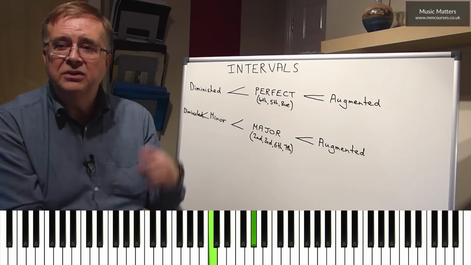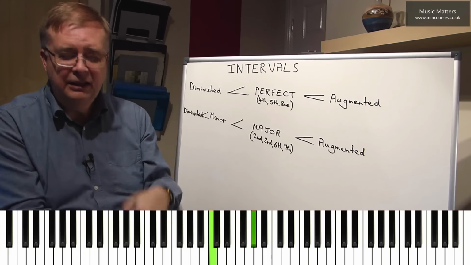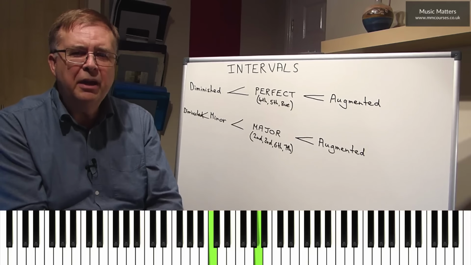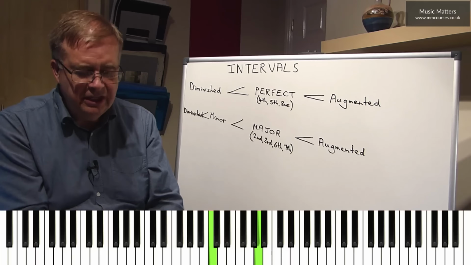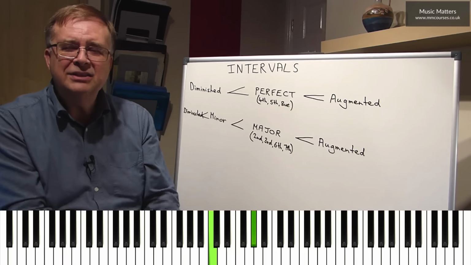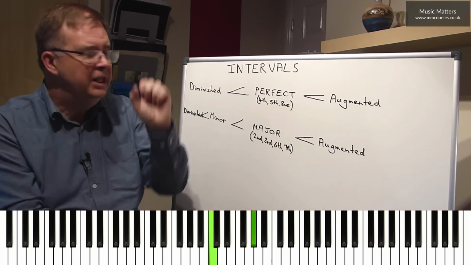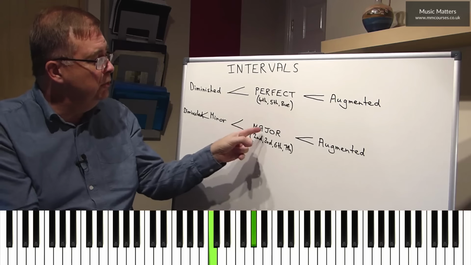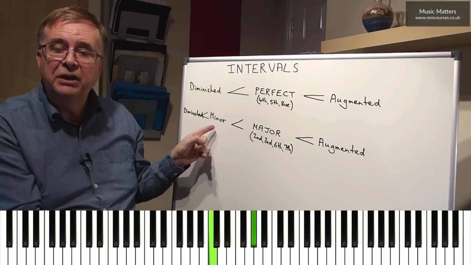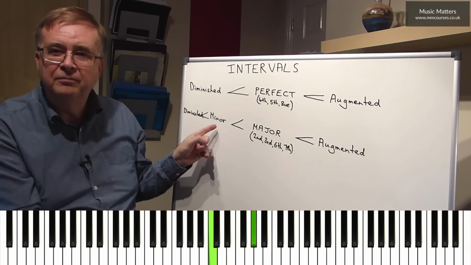Well, it's still a 6 because it's some kind of C to some kind of A. But can you see what's happened now? There was my major 6. Now instead of C to A, I'm going C to A flat. So this interval is now a semitone smaller. So if it's a semitone smaller than a major 6, it must be a minor 6.